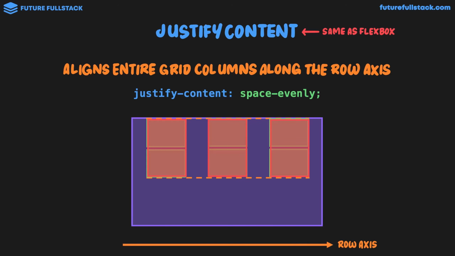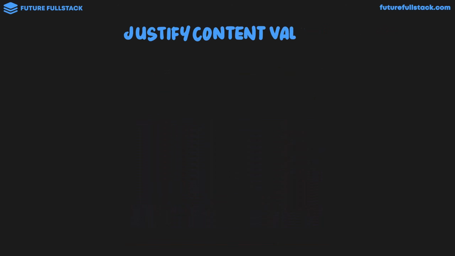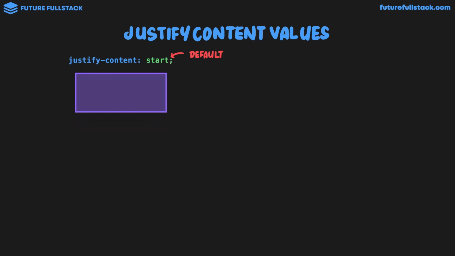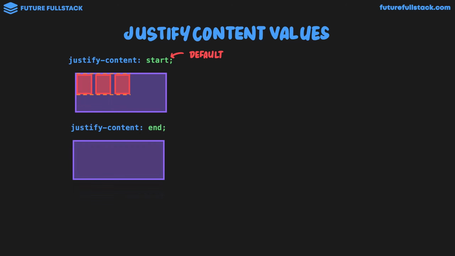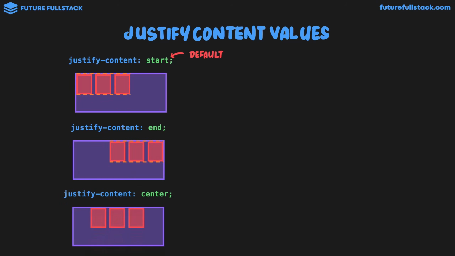So let's now take a look at all the different justify content values. They're actually the exact same as what we've seen earlier in Flexbox. We have justify content start, which is the default value. We have our grid container, and our grid columns would be at the start of the row axis. The next value, justify content end, where our grid columns are at the end of the row axis. Justify content center, where we have our grid columns centered along the row axis.